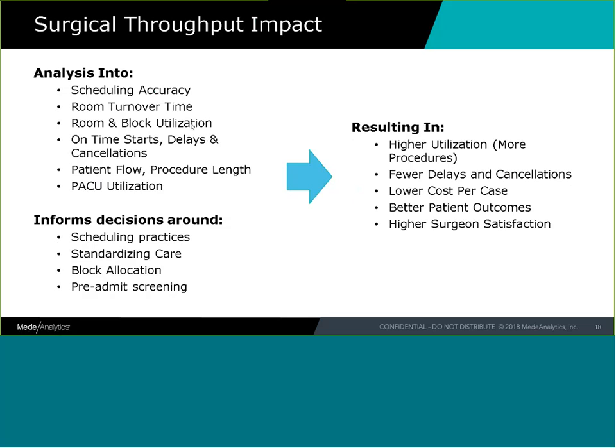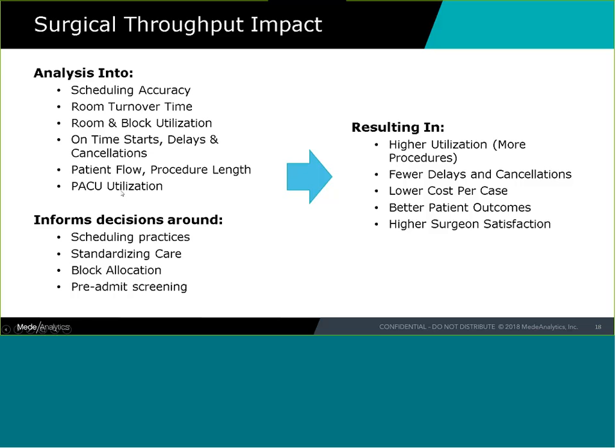Let's look at the operation metrics like on-time starts, delays, last-minute cancellations. Let's also look at the patient flow, look at variation in procedure length between doctors. Can we point out best practice and support meaningful conversations around how long is the appropriate amount of time to schedule it, how long should it take, what's going on that's causing systemically longer cases for this surgeon versus this surgeon. PACU utilization, analysis by the anesthesiologist and the type of drug used on how long they ended up staying in the PACU.